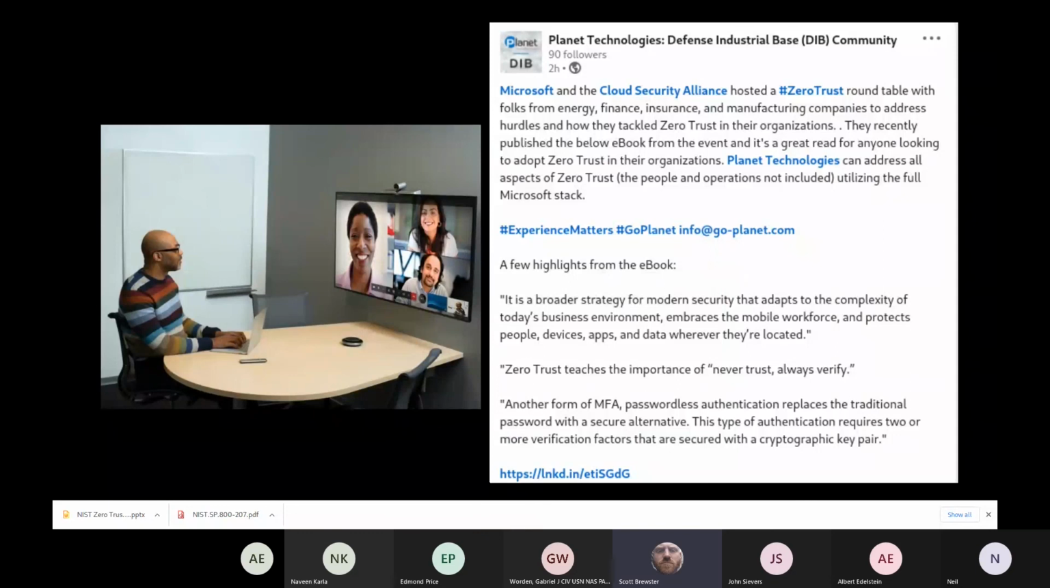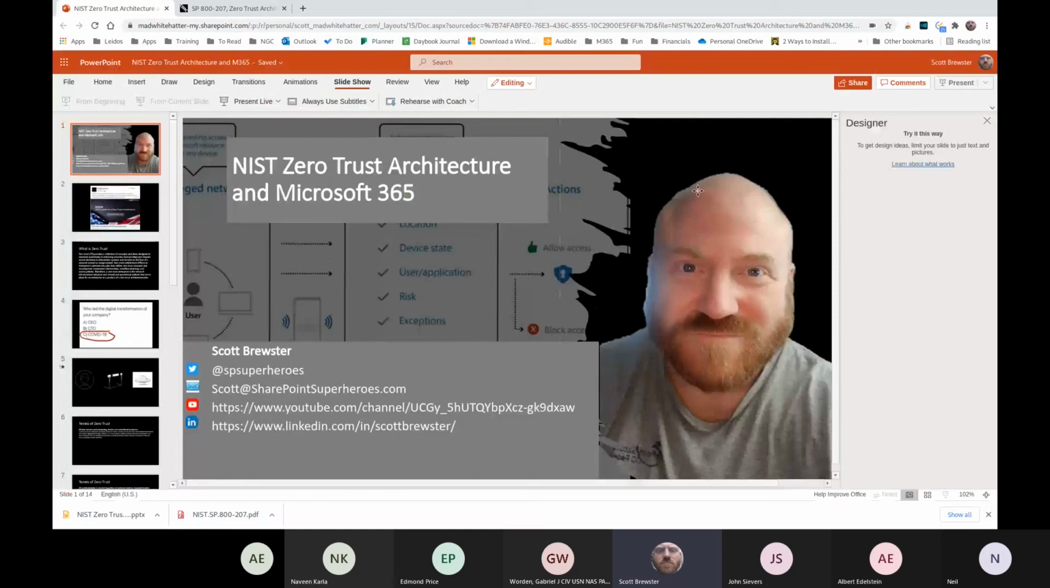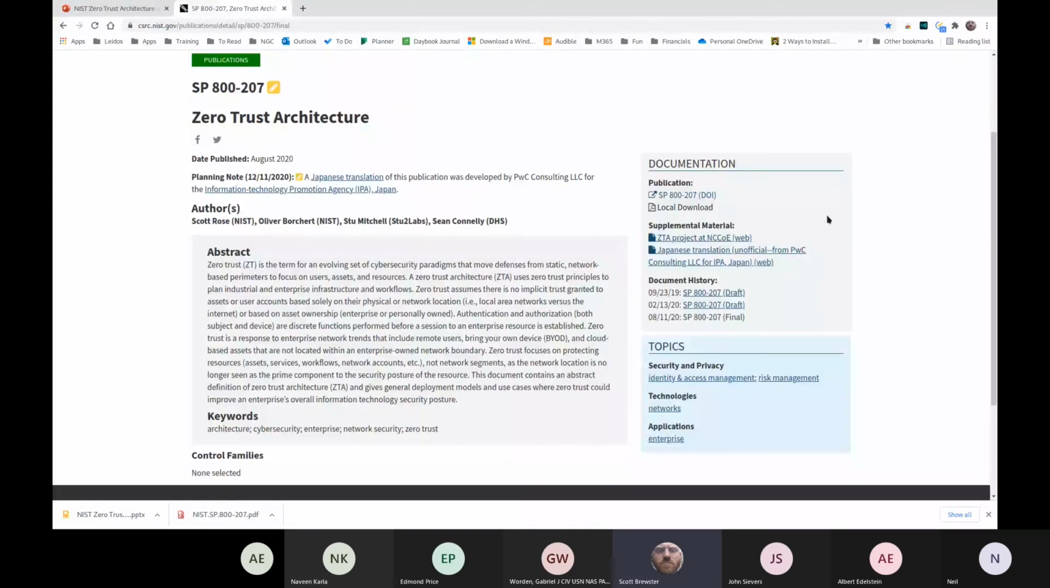But I wanted you to take a look at this and look at the book. So here is your special publication 800-207 from the NIST, the National Institute of Standards and Technology. I highly recommend that you go ahead and read this. It's not a small publication, which is why I can't give it justice by covering it in this session.